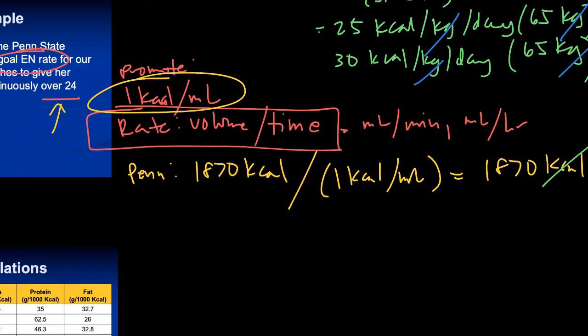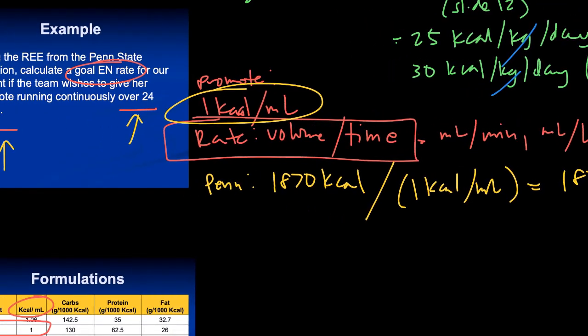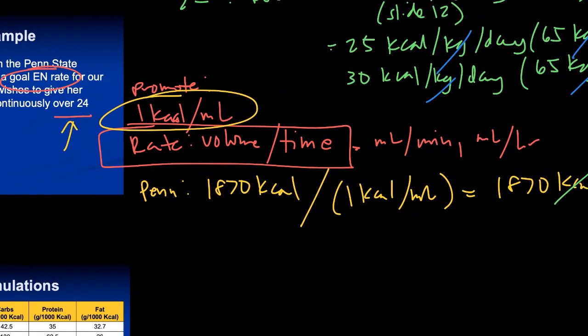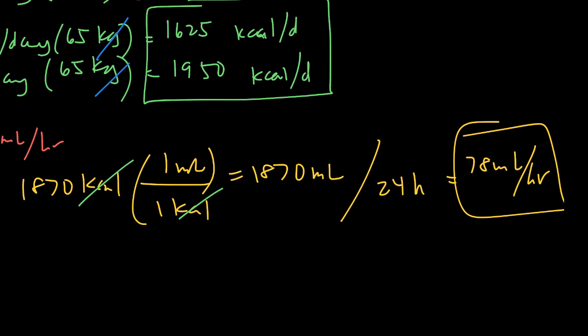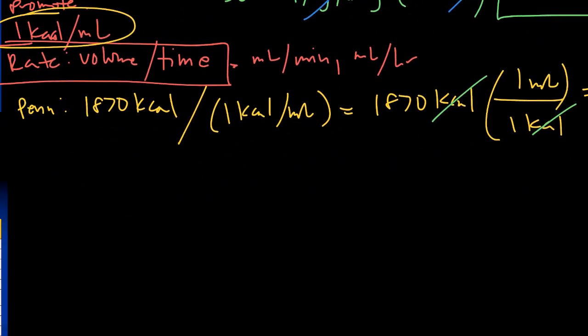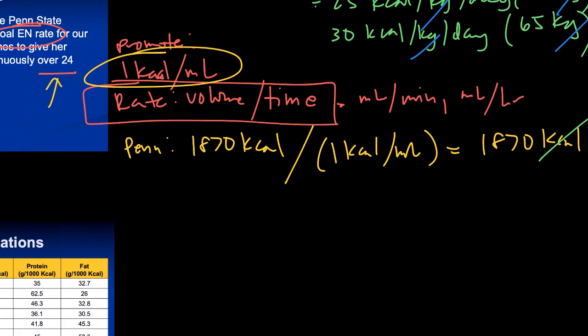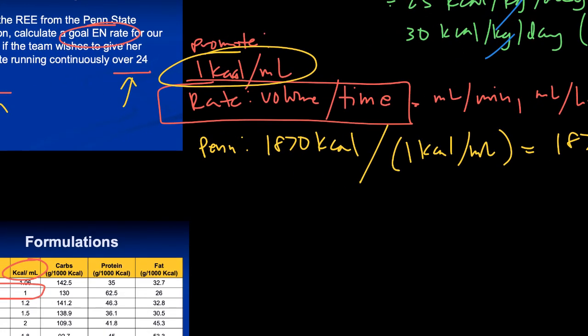Right, so, key concepts of the question. Your rate's always volume per time, so your final units have to be volume per time. The Penn State equation gave you 1870 kcal. Dividing that by the Promote caloric density of 1 kcal per milliliter gives you the volume. Dividing that by 24 hours gives you the mL per hour, which is your rate. So always check your units, make sure your units match.